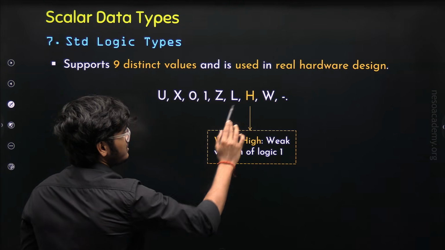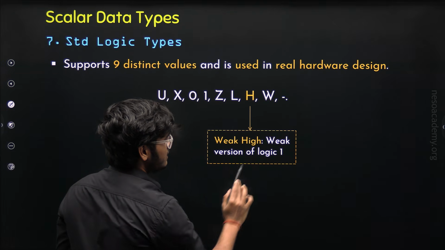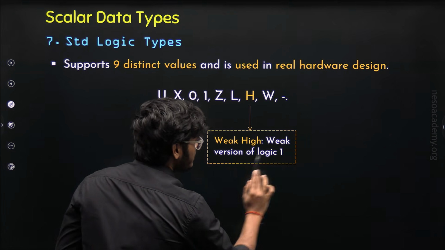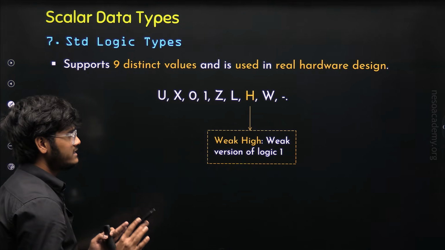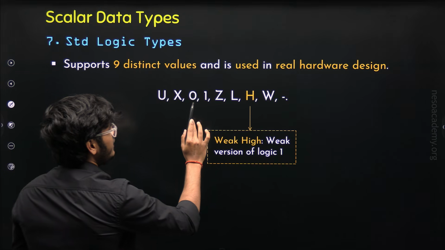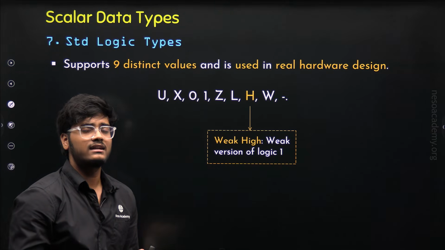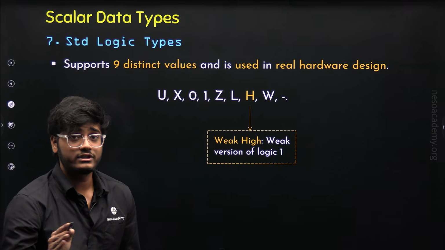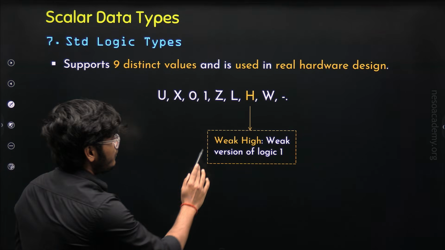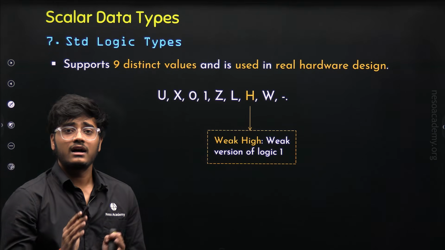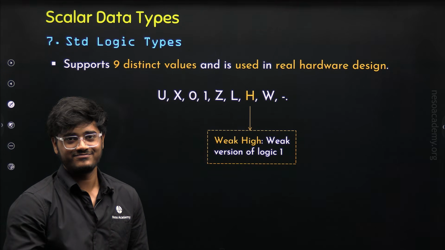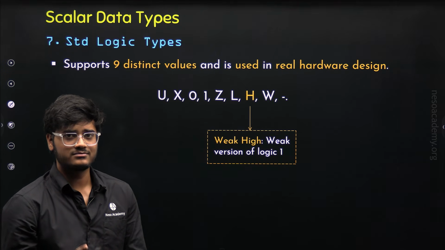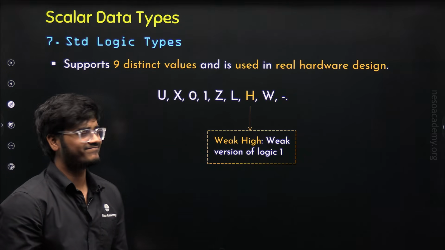Next, H, which is weak high. Weak version of logic 1, almost logic 1. Now, in terms of physical electricity, if 1 represents a signal directly connected with a voltage supply, then weak high will represent a signal connected with a voltage supply using a resistor. Not exactly 1, but weak 1.